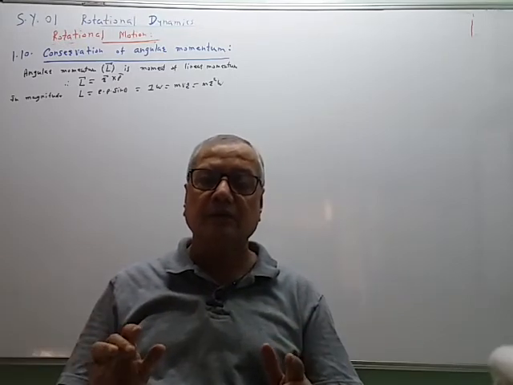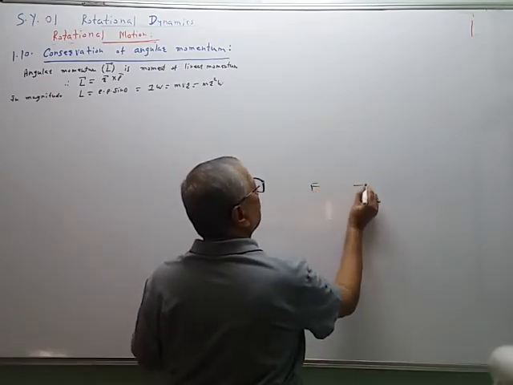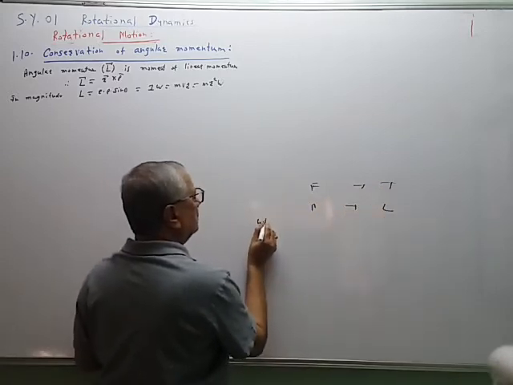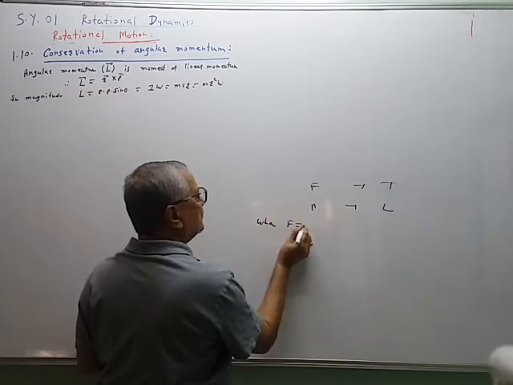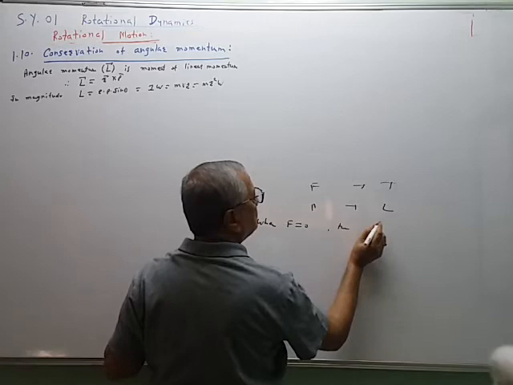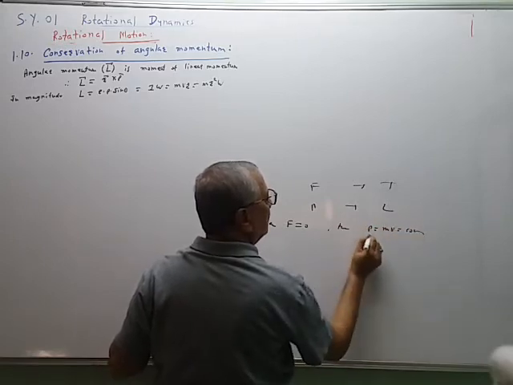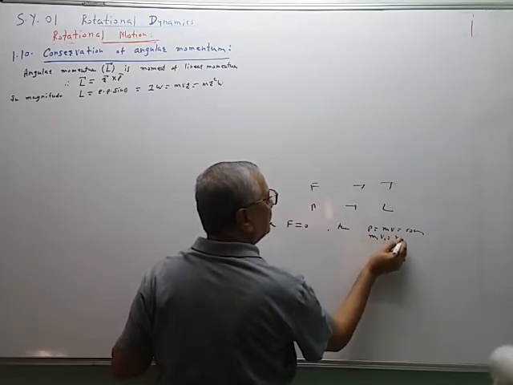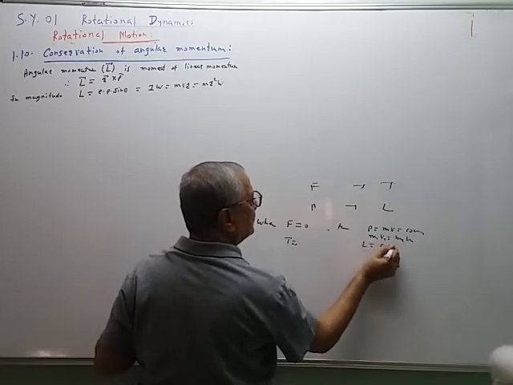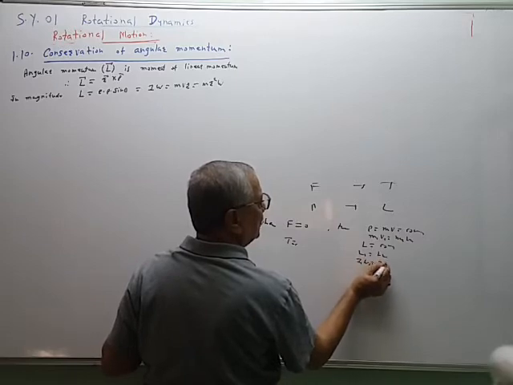We know the analogy. For force, we take torque, and for linear momentum, we take angular momentum. So when the force F is equal to 0, no external force is acting, then the linear momentum P is equal to mv is equal to constant, and therefore m1 v1 is equal to m2 v2. Now when torque is equal to 0, then L is equal to constant. Therefore L1 is equal to L2, I1 omega 1 is equal to I2 omega 2.